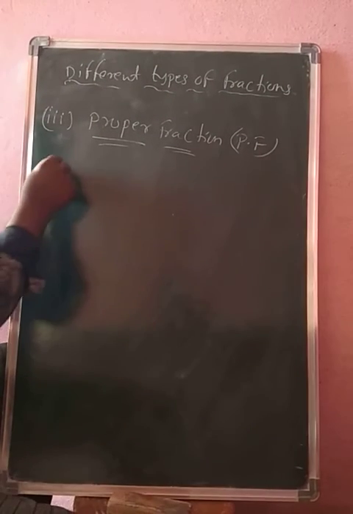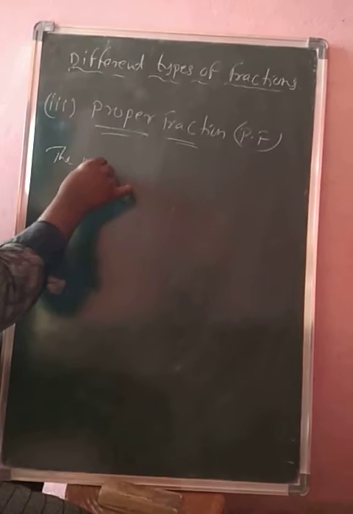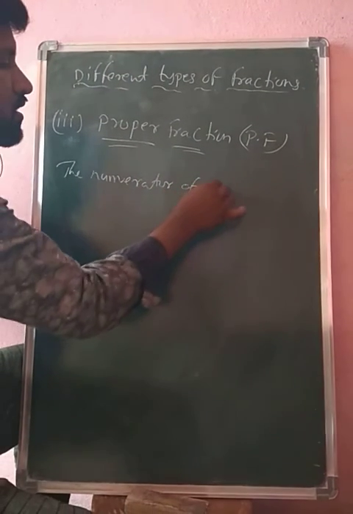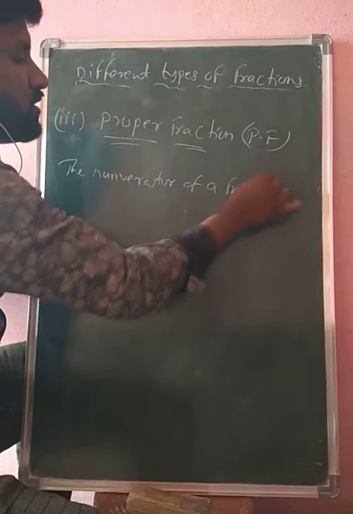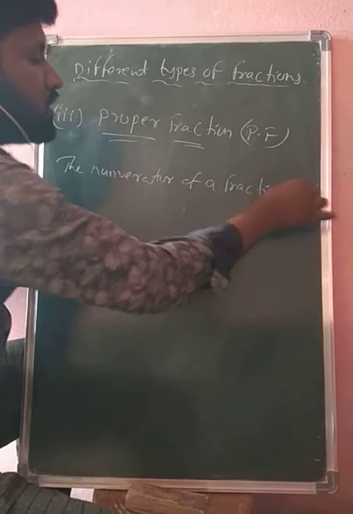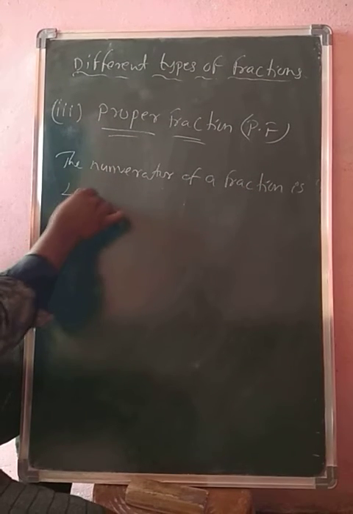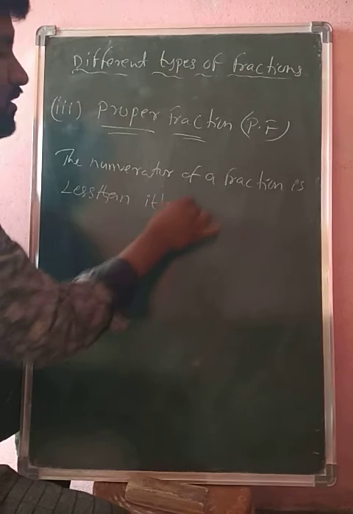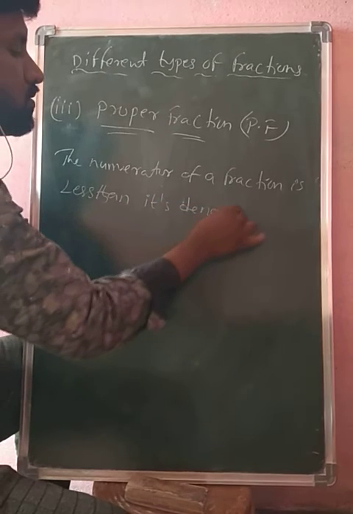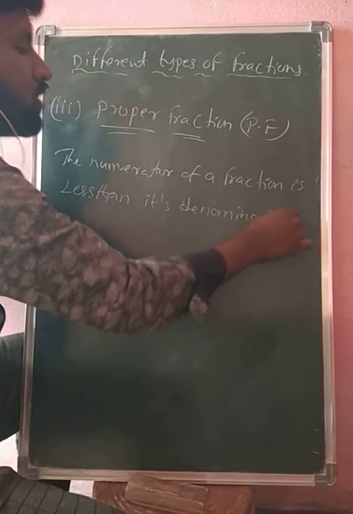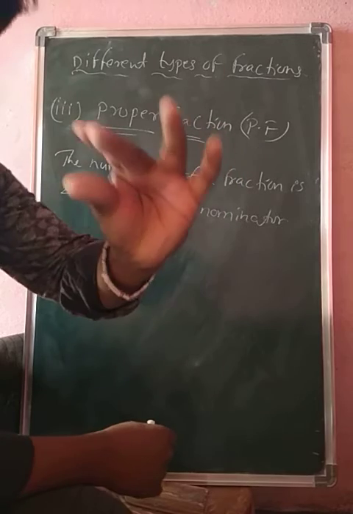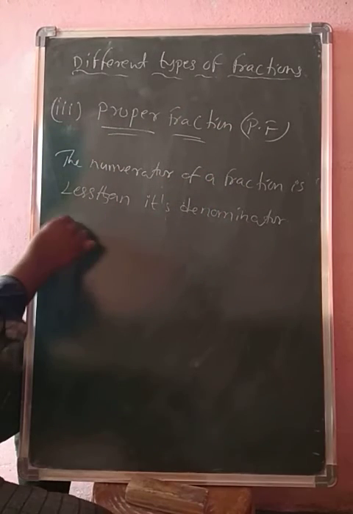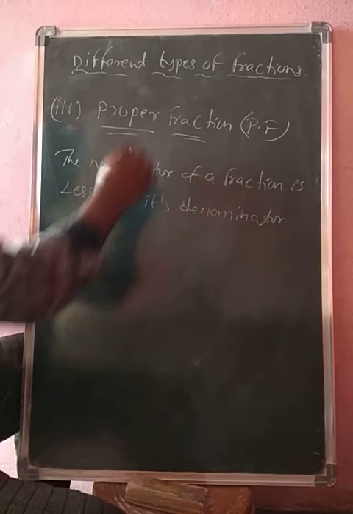See here, the numerator of a fraction is less than its denominator. Okay? Simply, the numerator is a small number and the denominator is a big number. Then the fraction is called what? Proper fraction.